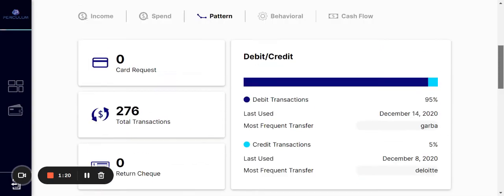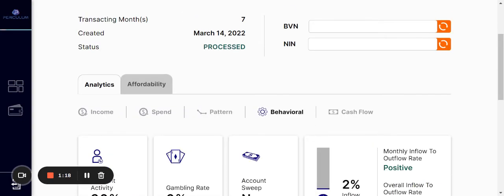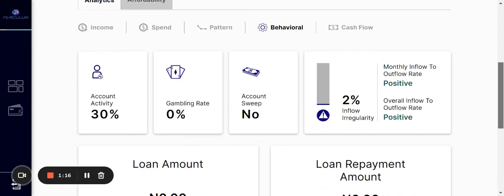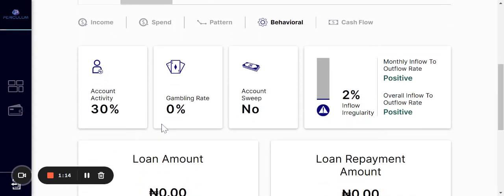So I will run straight to behavioral analysis. Some very important things to note here. You'll be able to see the gambling rate, how much they spend on gambling as compared to their income. Then how often they use this account. For this particular individual, it's 30%. So for the account activity, 30% of the days they carry out either a debit transaction or a credit transaction in this account.